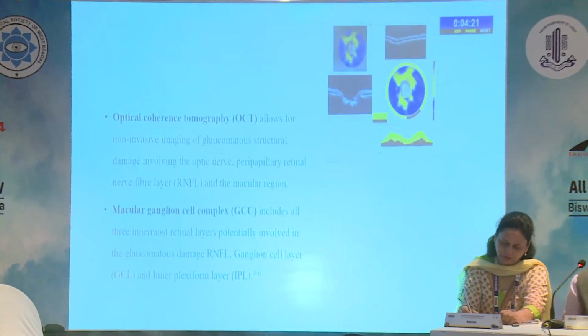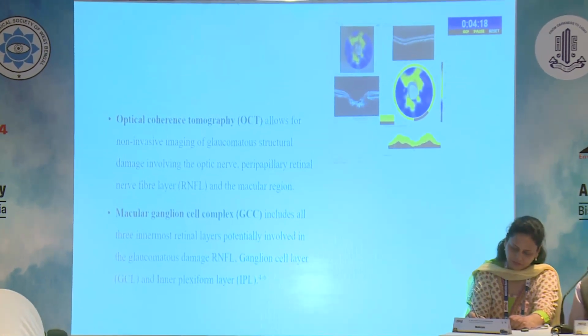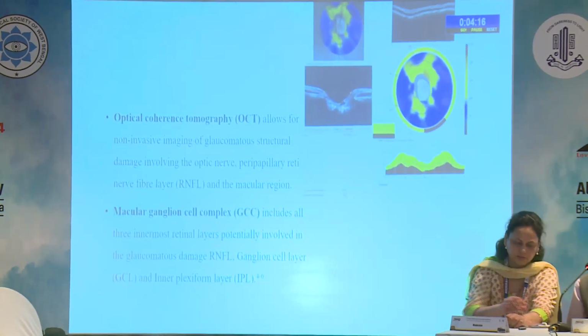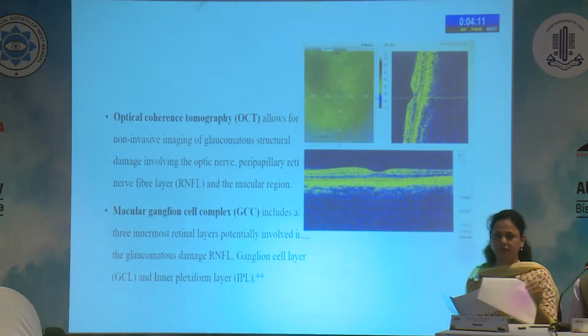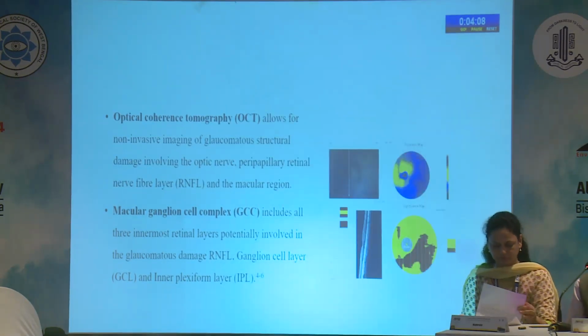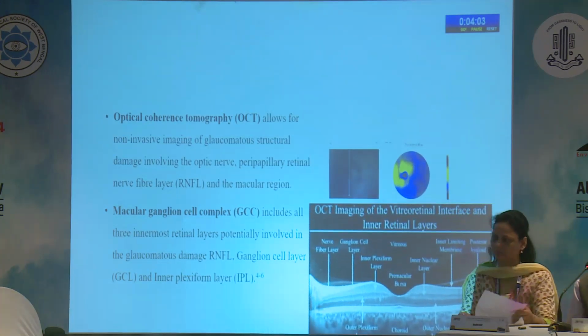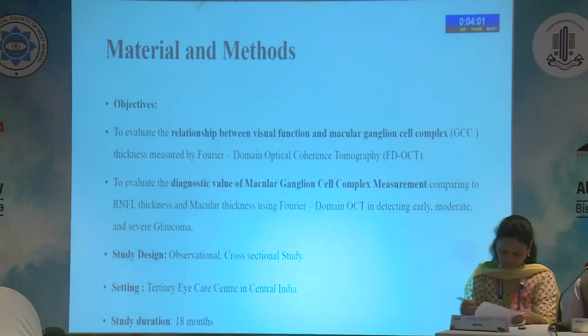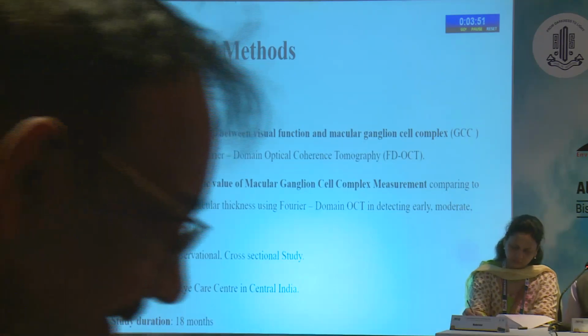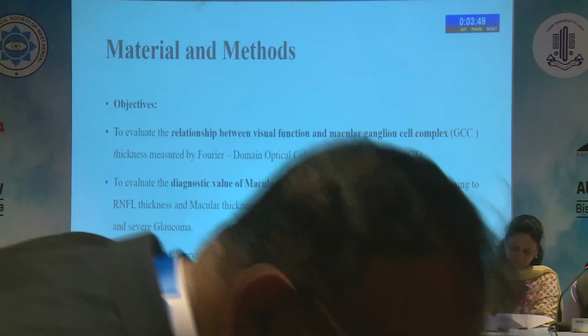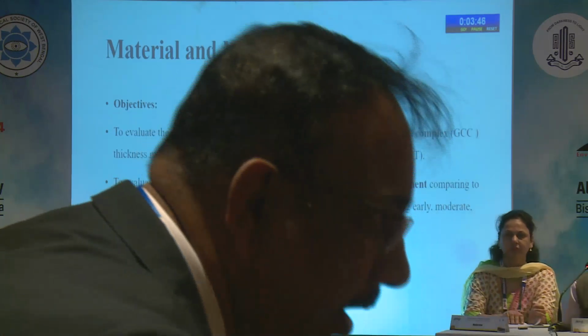Optical coherence tomography allows for non-invasive imaging of glaucomatous structural damage involving the optic nerve, peripapillary retinal nerve fiber layer, and macular region. Macular ganglion cell complex includes all innermost retinal layers potentially involved in glaucomatous damage: RNFL, ganglion cell layer, and inner plexiform layer. My objectives were to evaluate the relationship between visual function and macular ganglion cell complex thickness measured by FDOCT, and to evaluate the diagnostic value of macular ganglion cell measurement compared to RNFL thickness and macular thickness using FDOCT in detecting early, moderate, and severe glaucoma.